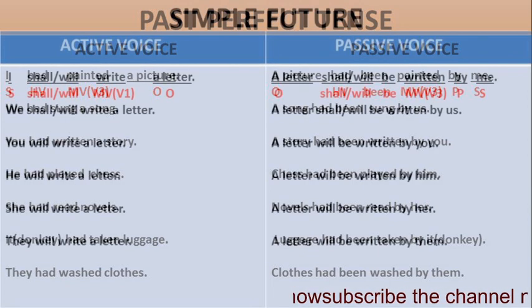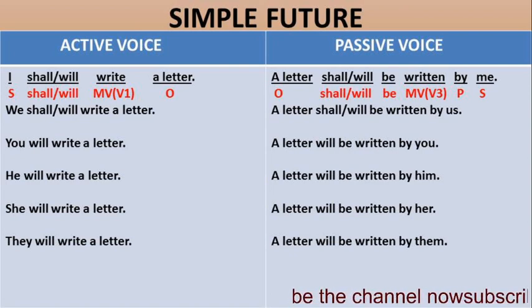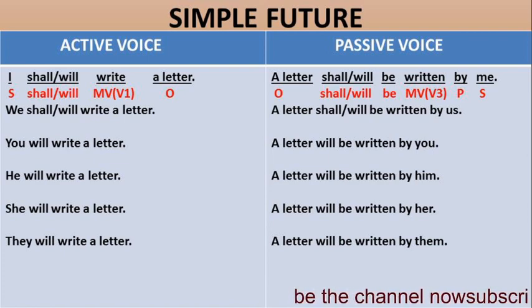Let's move on to the simple future. Suppose the given sentences are in simple future tense, then how can we change them into passive voice? Look at the structure. Subject, shall or will plus main verb in present form, then the object. In passive voice, object, shall or will plus be, then the V3 form of the verb, then the preposition, then the subject. We shall or will write a letter. A letter shall or will be written by us.